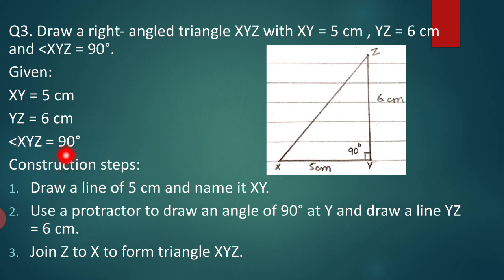You have to be very certain about your data. Okay, the construction steps. The very first step is that you have to draw a line 5 cm and name this line XY. The second step is you have to use a protractor to draw an angle of 90 degrees, and don't forget to make the angle of 90 degrees at point Y, students, because Y is at the center. So use a protractor to draw an angle of 90 degrees at Y and draw line YZ equal to 6 centimeters, and the length of line YZ must be 6 centimeters as it is given in your data. After that, join Z to X to complete your right angle triangle XYZ.